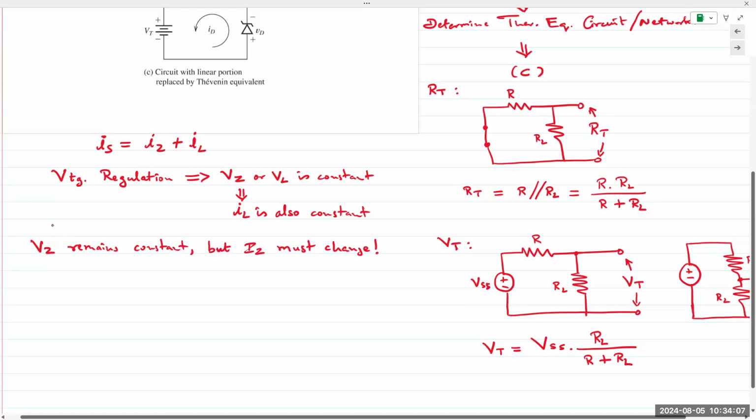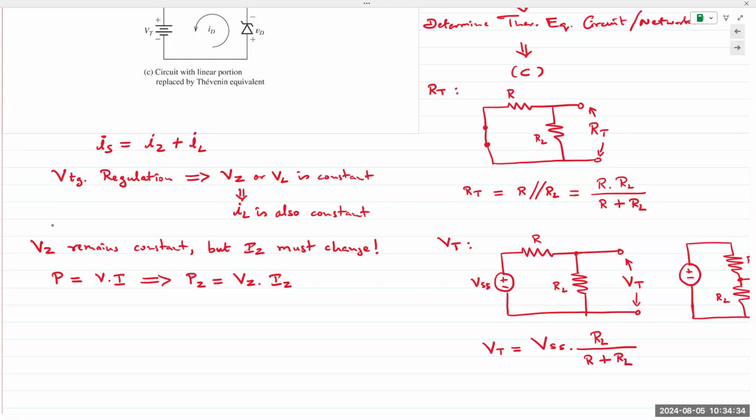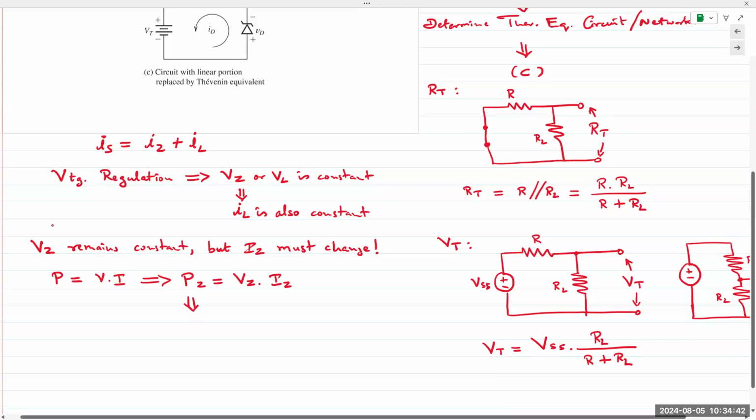IZ must change. And when IZ changes, what is the equation for power? Power is simply the product of the voltage and current applied to a Zener diode. That means PZ, power for a Zener diode, is the voltage for that Zener diode times the current for that Zener diode. So if IZ changes, then there is an upper limit for the operation of a Zener diode, and that is given as PZ max.